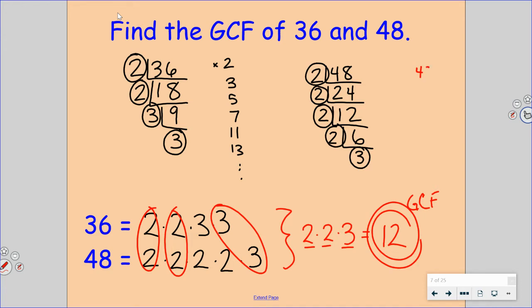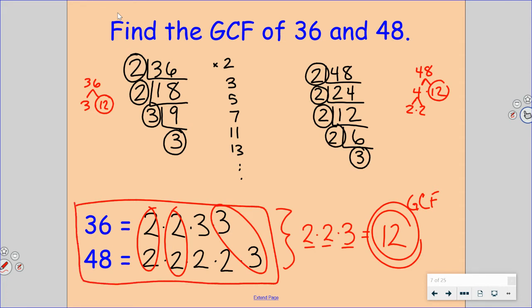If you think about it, 48 would split down into 4 times 12. 36 would split down into 3 times 12. And while they both share a 12, they don't share anything else in common. We have a 3 on one side, we have a 2 and a 2 on another, or a 4. So to find the greatest common factor of two numbers, or an algebraic expression, you can expand out both numbers' prime factorization, circle everything that's in common, and multiply that out and find the product.